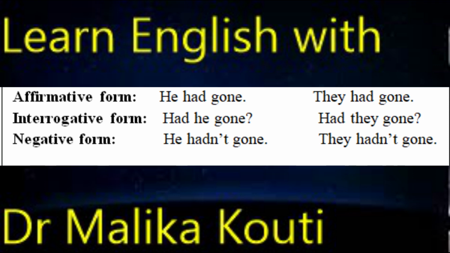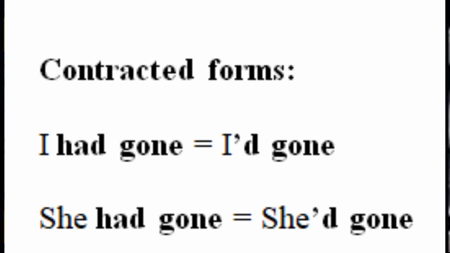Affirmative form, he had gone. They had gone. Interrogative form, had he gone? Had they gone? Negative form, he hadn't gone. They hadn't gone. Great. We've already seen the contracted forms. Good. I had gone or I'd gone. She had gone or she'd gone.